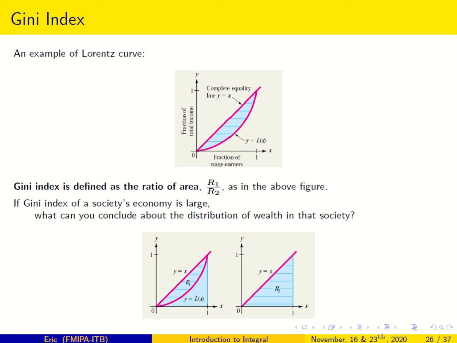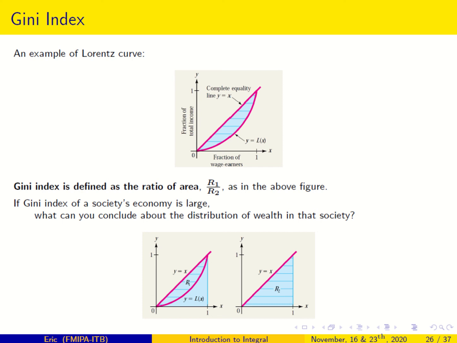So when will the Gini index give you 1, total 1? R1 should be the same as R2. So it means that L(x) should be this. So if your Gini index is 1, the distribution of wealth in that society is very, very bad.